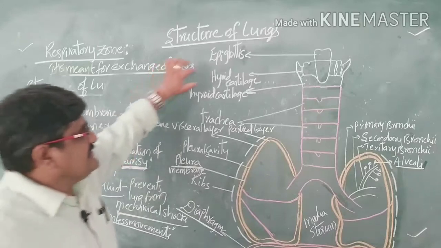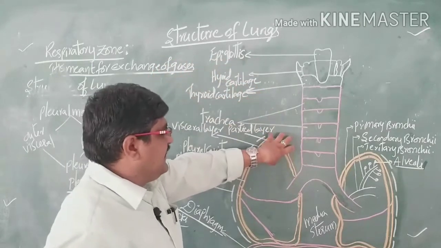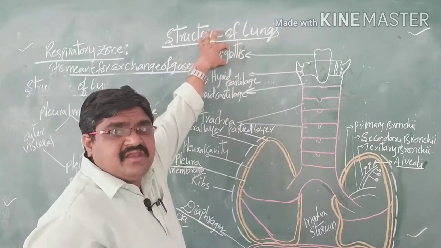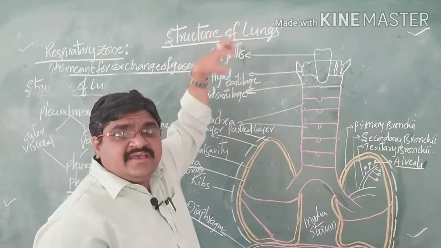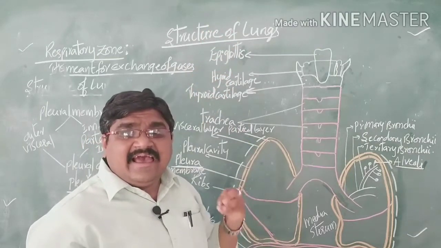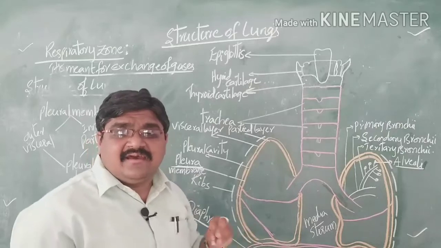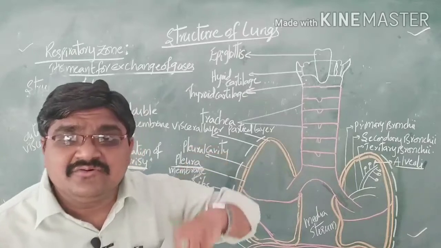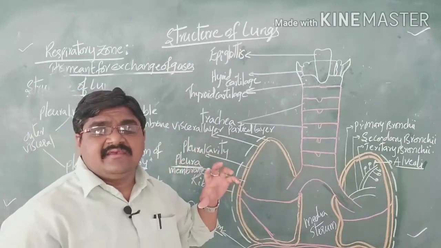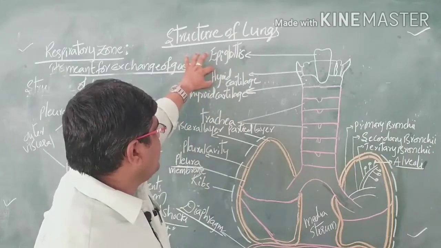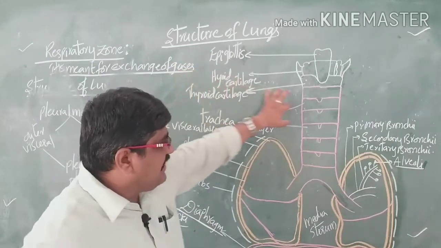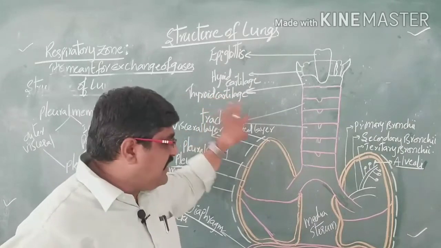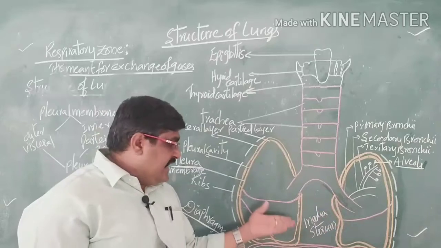When coming to the structure of the lungs, in the diagram the upper region has the epiglottis. We already know what the epiglottis is: a lid-like fibroelastic cartilage present above the glottis, which prevents the entry of food particles into the nasal cavity. After that we have the hyaline cartilages and the thyroid cartilage, and then the trachea. The trachea is divided into two bronchi, and then the lungs.